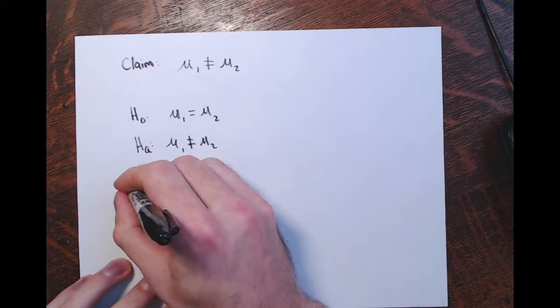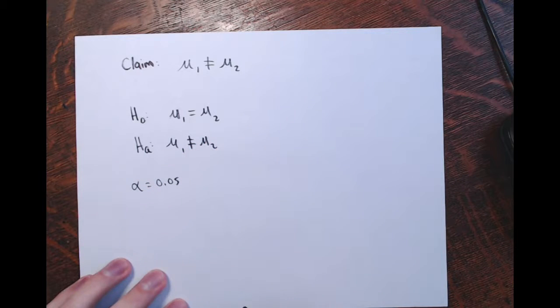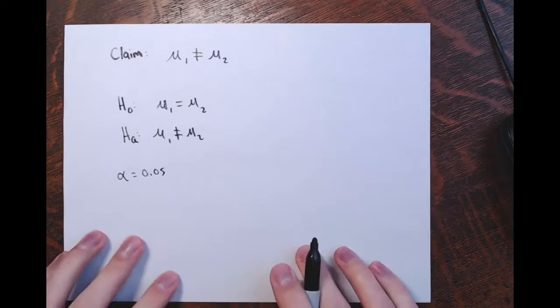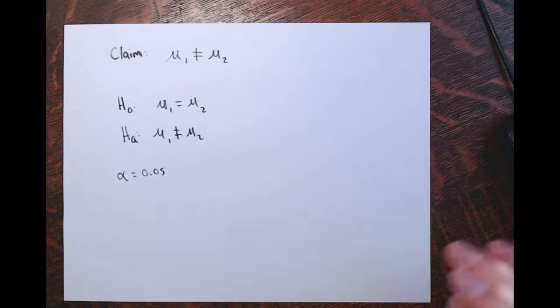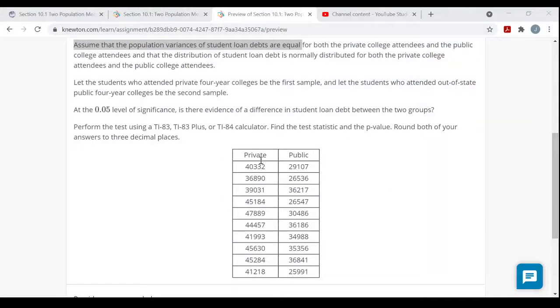The value of alpha they gave us was 5%, and they gave us our samples. And this is where it's a little different than before. We're given all the data. We're not given the statistics. So I'm going to enter these two lists in my calculator. Hopefully you remember how to do that.